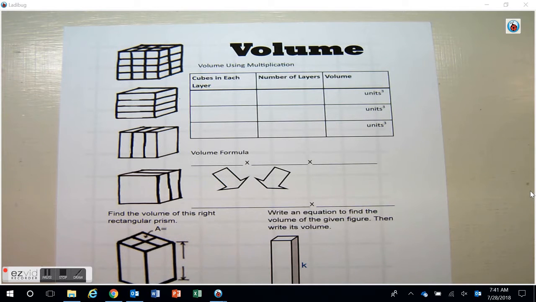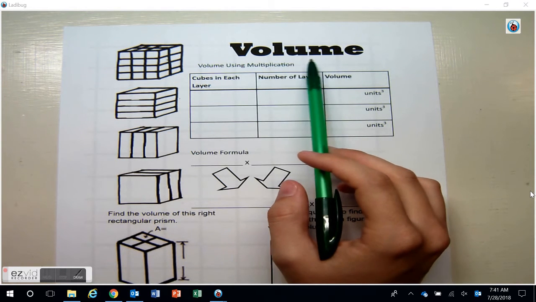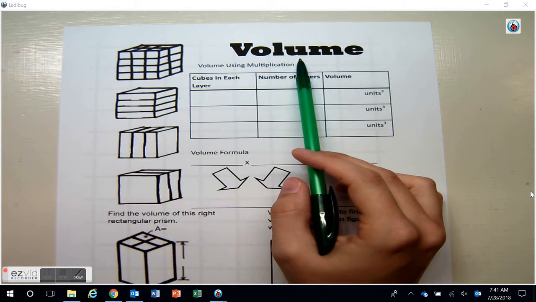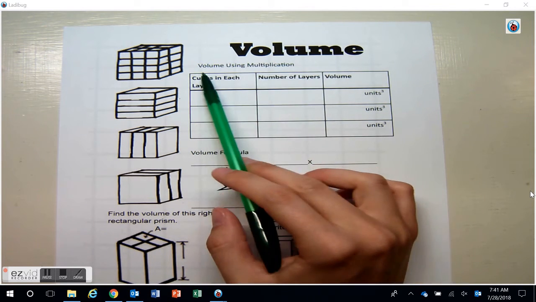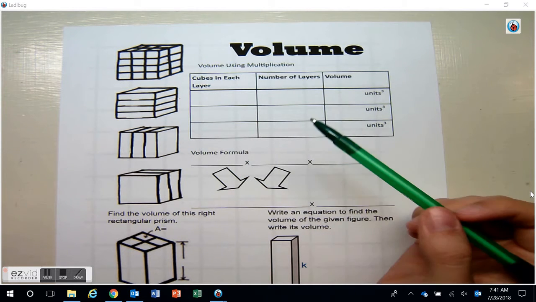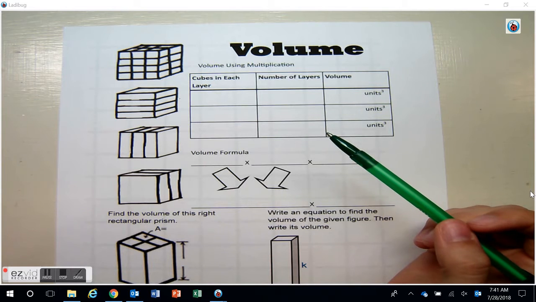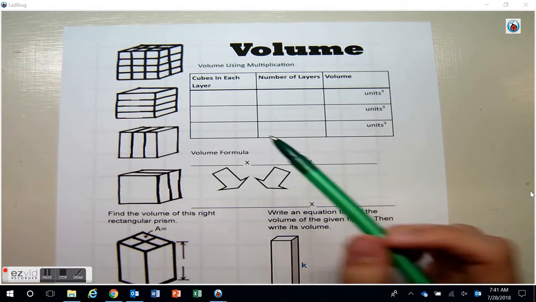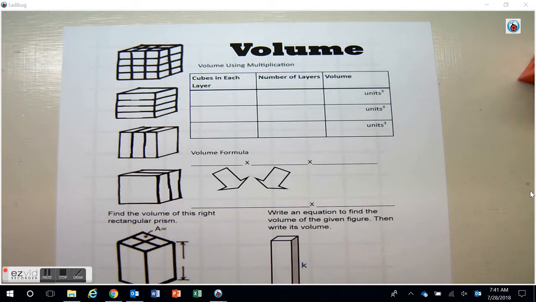Everybody working? Just a reminder, volume is how many cubes fill a shape, how many cubic units fill a shape. And later on, we're going to get to a point where we have a formula. So I want you to be thinking throughout this lesson what the formula for volume might be. We're going to start with this right rectangular prism. Again, all the sides are rectangles for it to be a right rectangular prism.